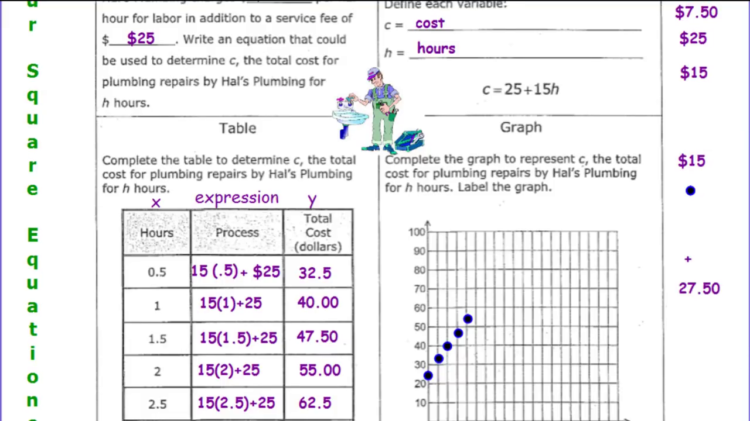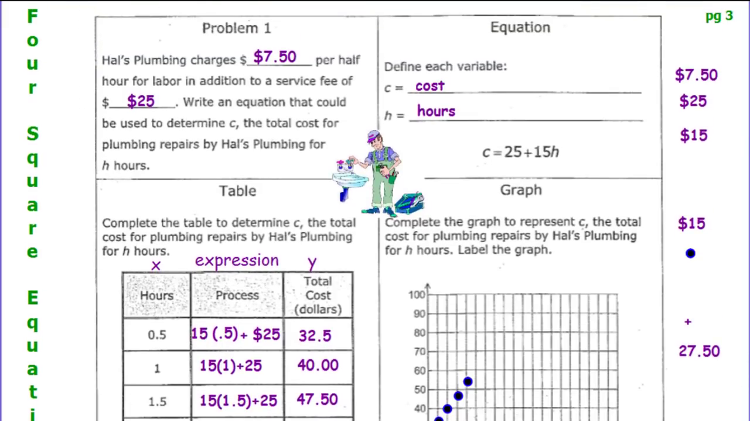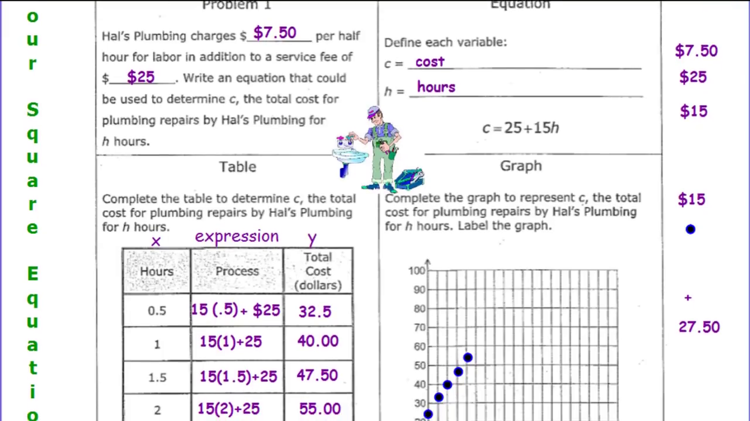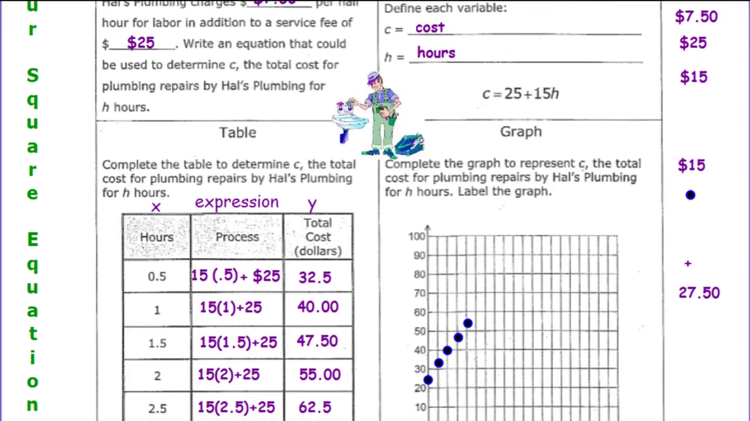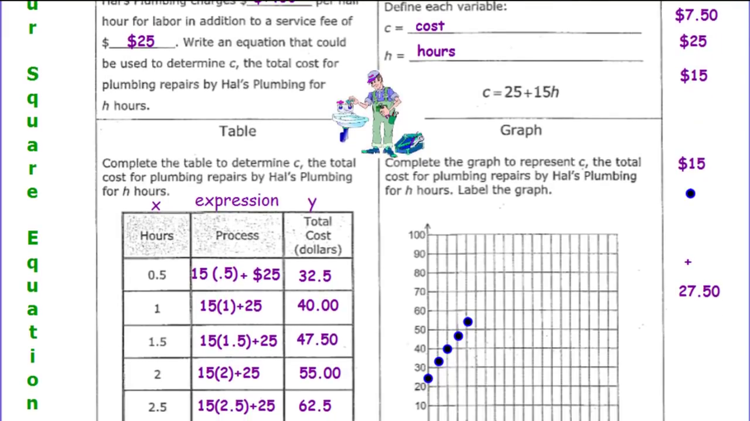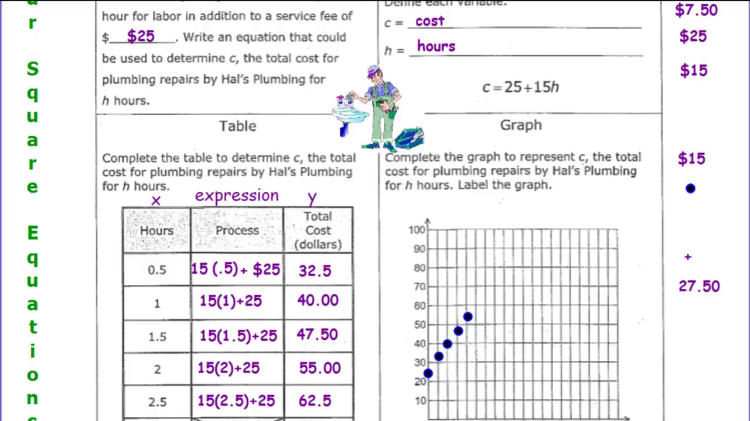So now we have our situation, and we have our variable, we have our equation, we filled out our table, and now we have a graph. So can you tell what kind of relationship this is based on our graph? Yes, if you think that it is an additive relationship, then you are correct. And why is it additive? It's because our graph does not go through the origin, 0, 0.